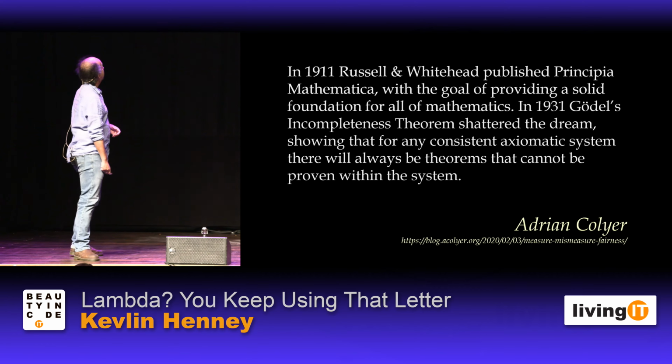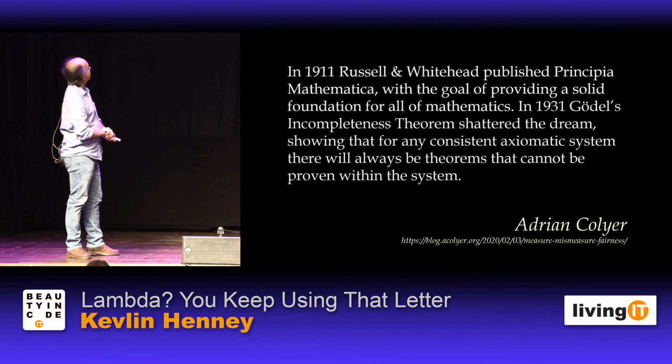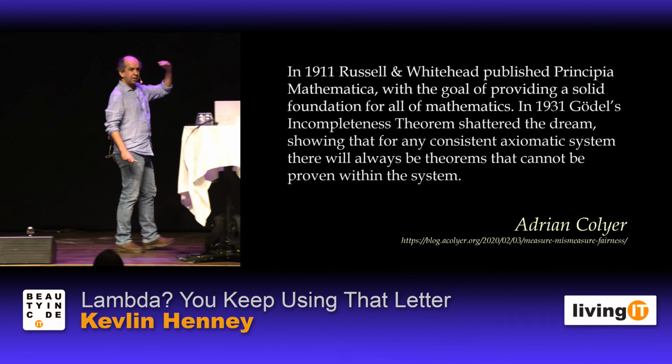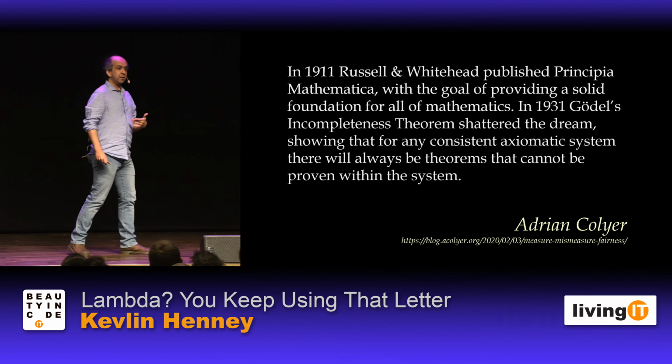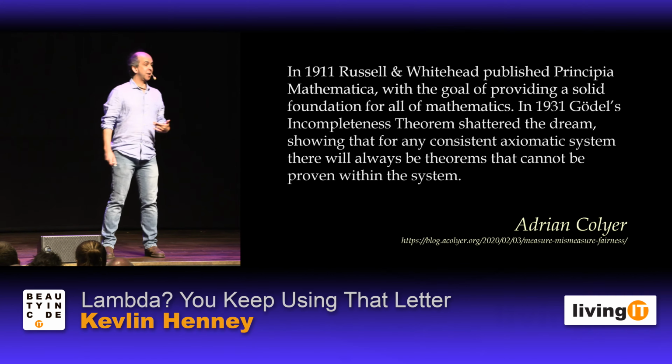And a young Austrian mathematician, Kurt Gödel, came along with his incompleteness theorems to shatter the dream, showing that for any consistent axiomatic system, there will always be theorems that cannot be proven within the system. It turns out that there's a whole load of stuff you just can't say and demonstrate within this. We actually encounter this on a daily basis in software development, but don't recognize it as that.